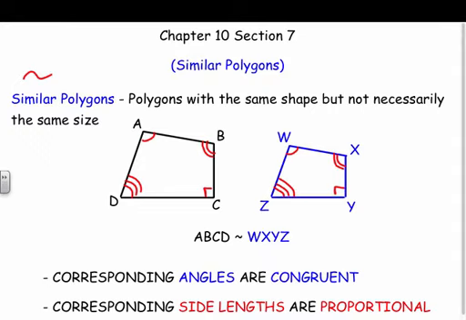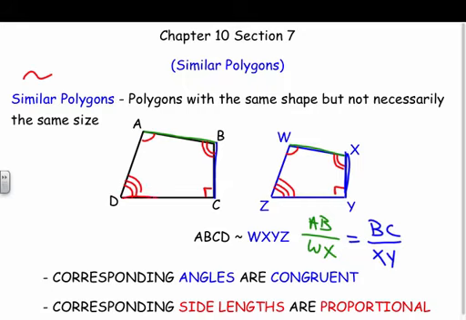Proportional means having two ratios equal to each other, or setting two fractions equal to each other. So if I think about that, for example, side AB right there corresponds to side WX on the other one. So there's one of my corresponding ratios. It would be proportional to all the other sides that correspond. So for example, I could pick BC for my next ratio, and that corresponds to XY on the other quadrilateral. So there's one of the proportions I could set up. And I could just keep going if I would like.